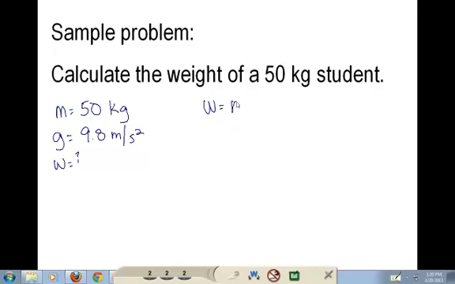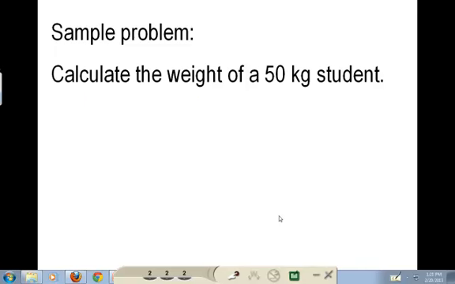Weight equals mass times gravity. Weight equals 50 times 9.8. So our weight is equal, get out your calculators like I'm doing now, 50 times 9.8 gives me 490 newtons. Newtons is my unit for weight. Does that make sense? I hope so.